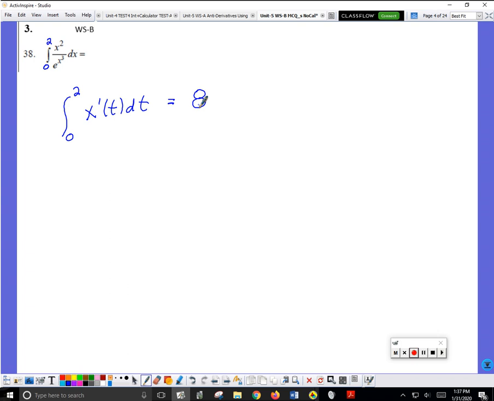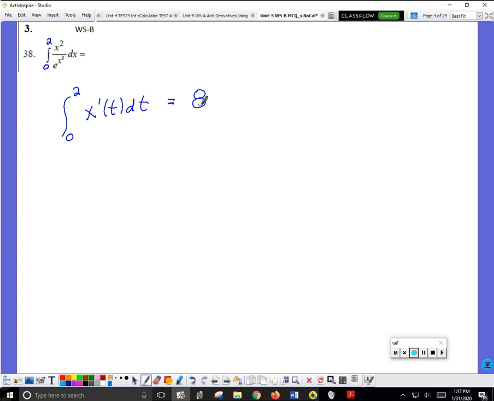Now, just to make sure you know how important this is. The AP test is worth 108 points. Your understanding of the fundamental theorem is going to get you 30 of those points. So this is crucial, you know what this means. Like the total distance traveled by the particle is 8?